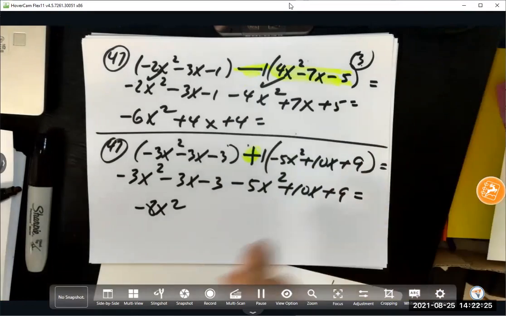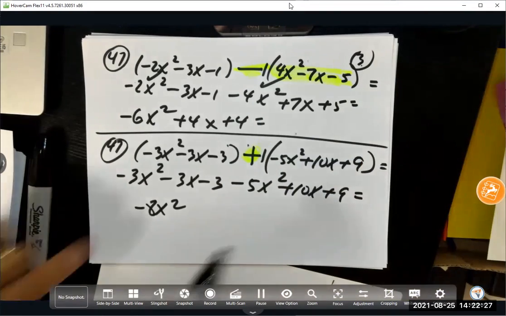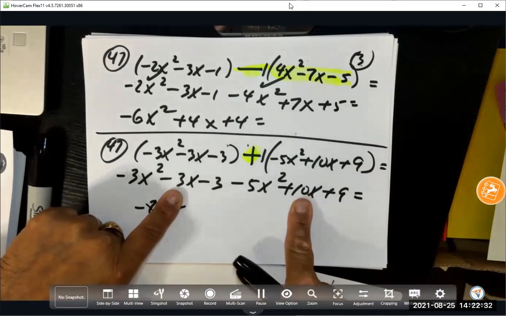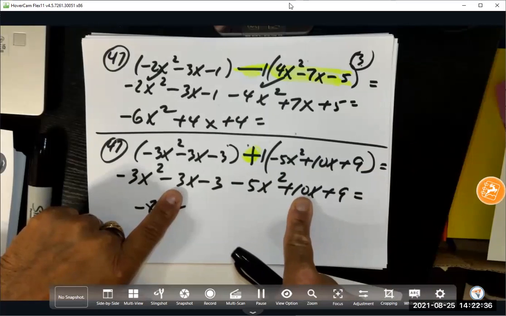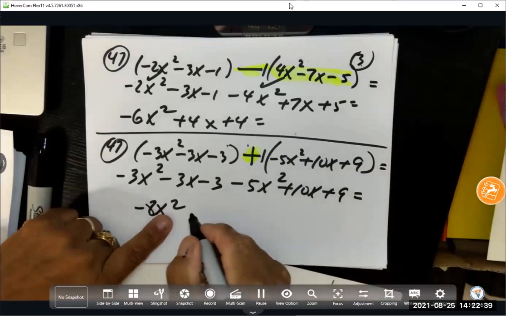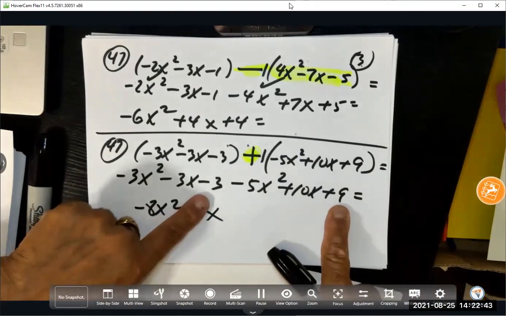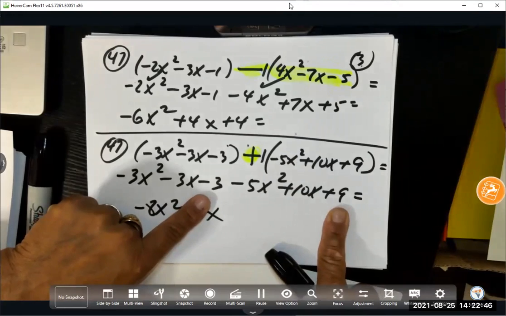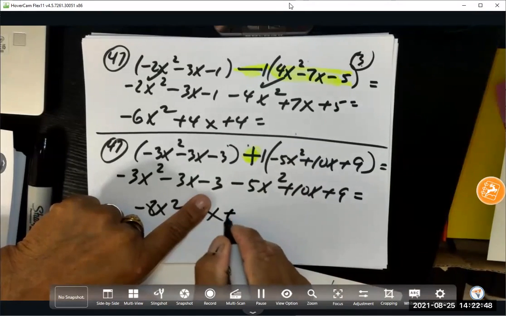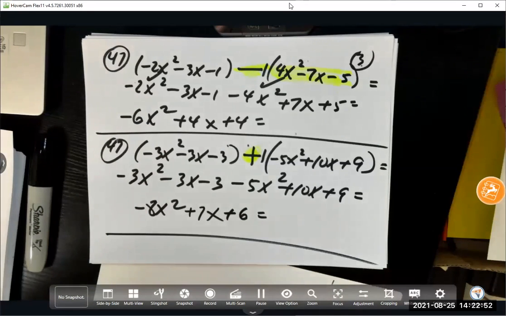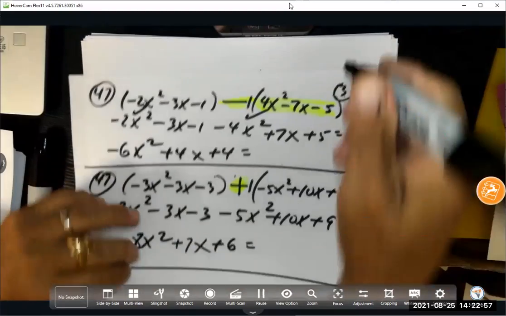Okay? So now tell me the answer. So I got this part. What about 10x and negative 3x? What's 10x and a minus? Positive 7x. There you go. 7x. And what about 9 and negative 3? Positive 6. Is that the end of it? Yes, that's the end of it right there. 47. Okay, let me go to 48. Let's try 48.